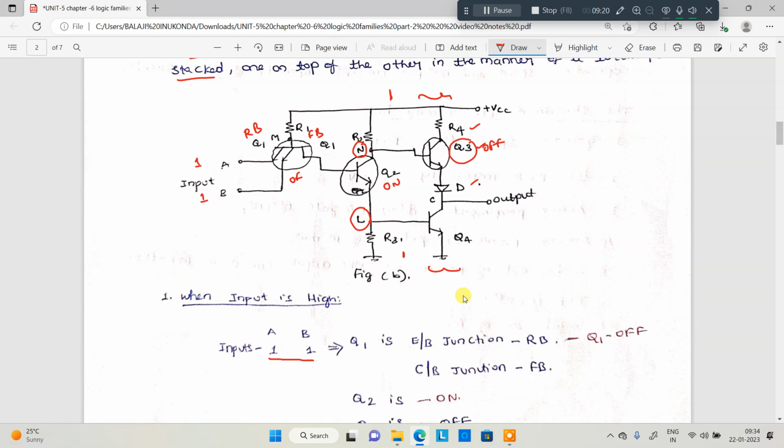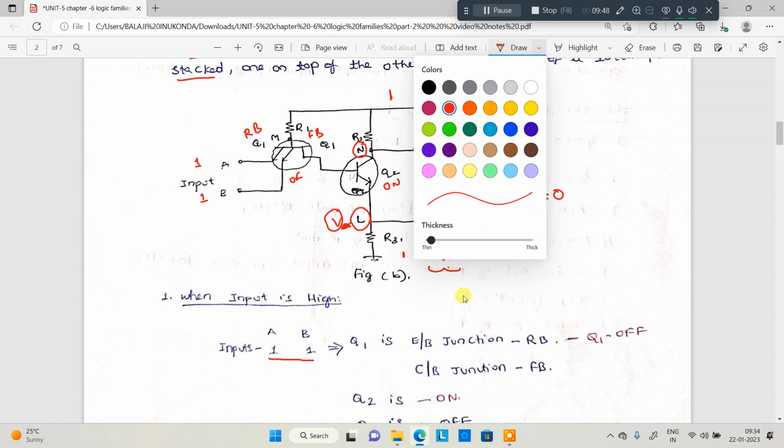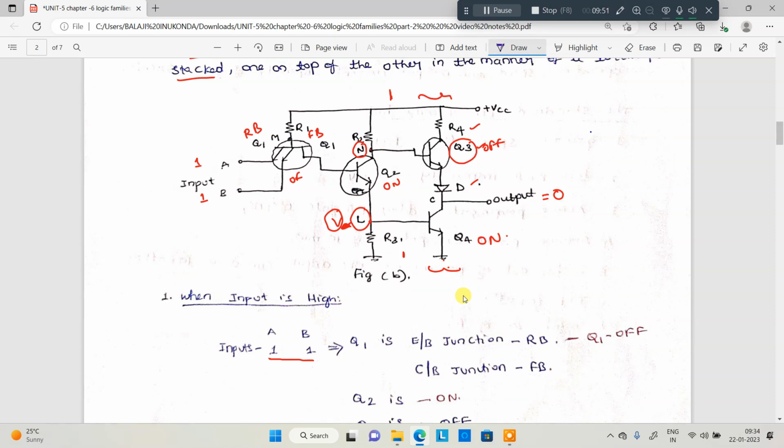Got my point? Now whenever VCC is present here, some potential is present here that drives Q4, and Q4 is on. Whenever Q4 is on, the entire thing is grounded through Q4. That means Q4 is saturated. The output logic you may expect is 0. Okay, clear?